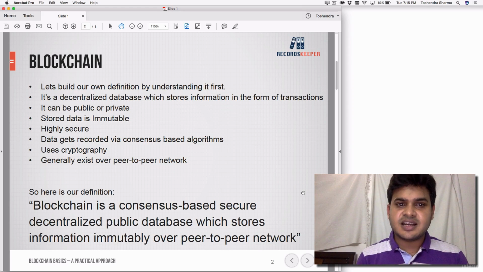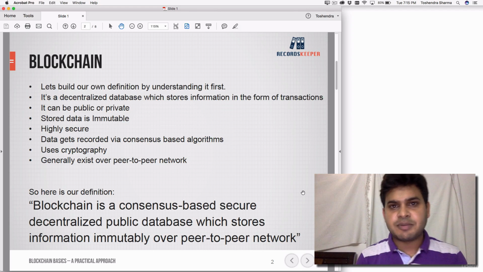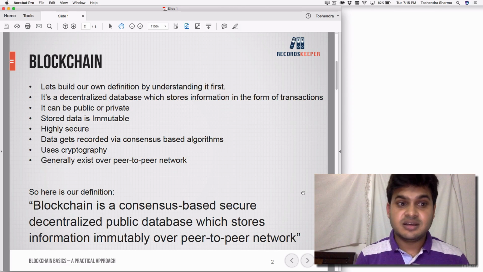It's a decentralized database which stores information in the form of transactions. What is a database? Just a repository of information or data. It can be public or it can be private. It is important to know that. It generally stores data in an immutable way, but how? We'll talk about why it is immutable in a separate lecture. But yes, the data stored in the blockchain is generally considered immutable, with a reason.